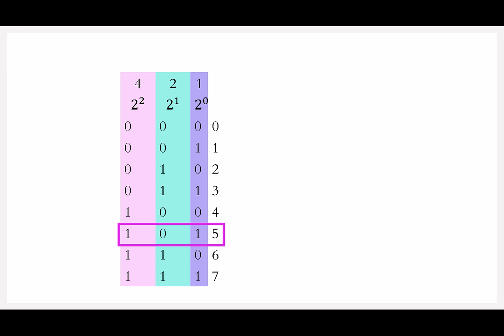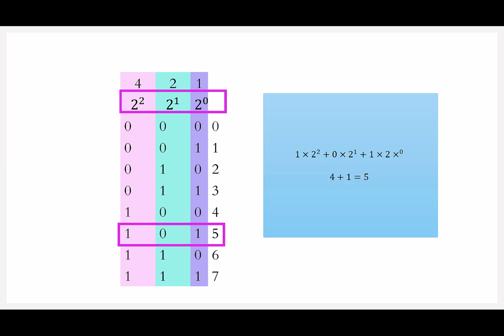Let's look at that a little closer. Let's take this value 101, which I told you is equal to 5. Here's what we're doing. We're multiplying the number in the column by the corresponding power of 2. So we have 1 times 2 squared plus 0 times 2 to the 1 plus 1 times 2 to the 0. You can see that this works out to 4 plus 1, which is 5.